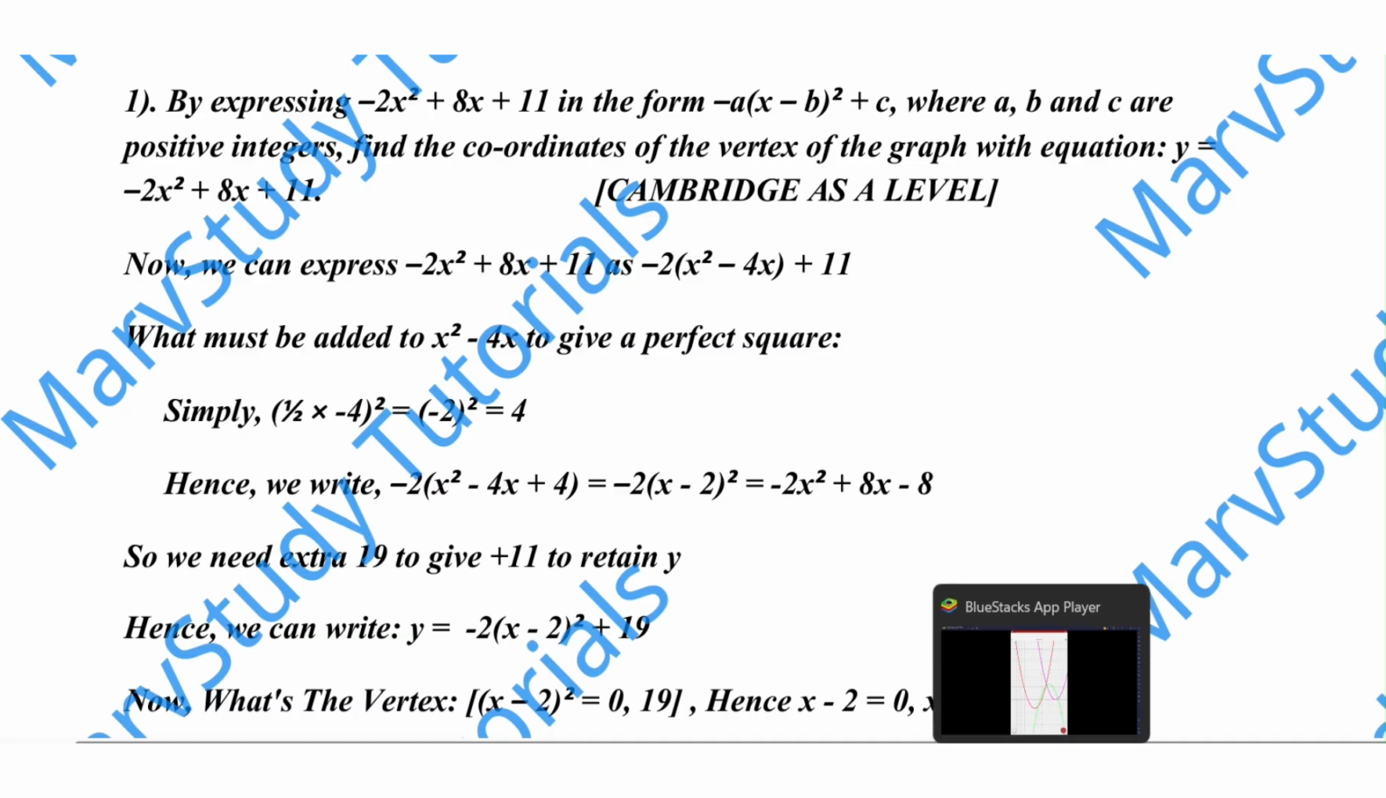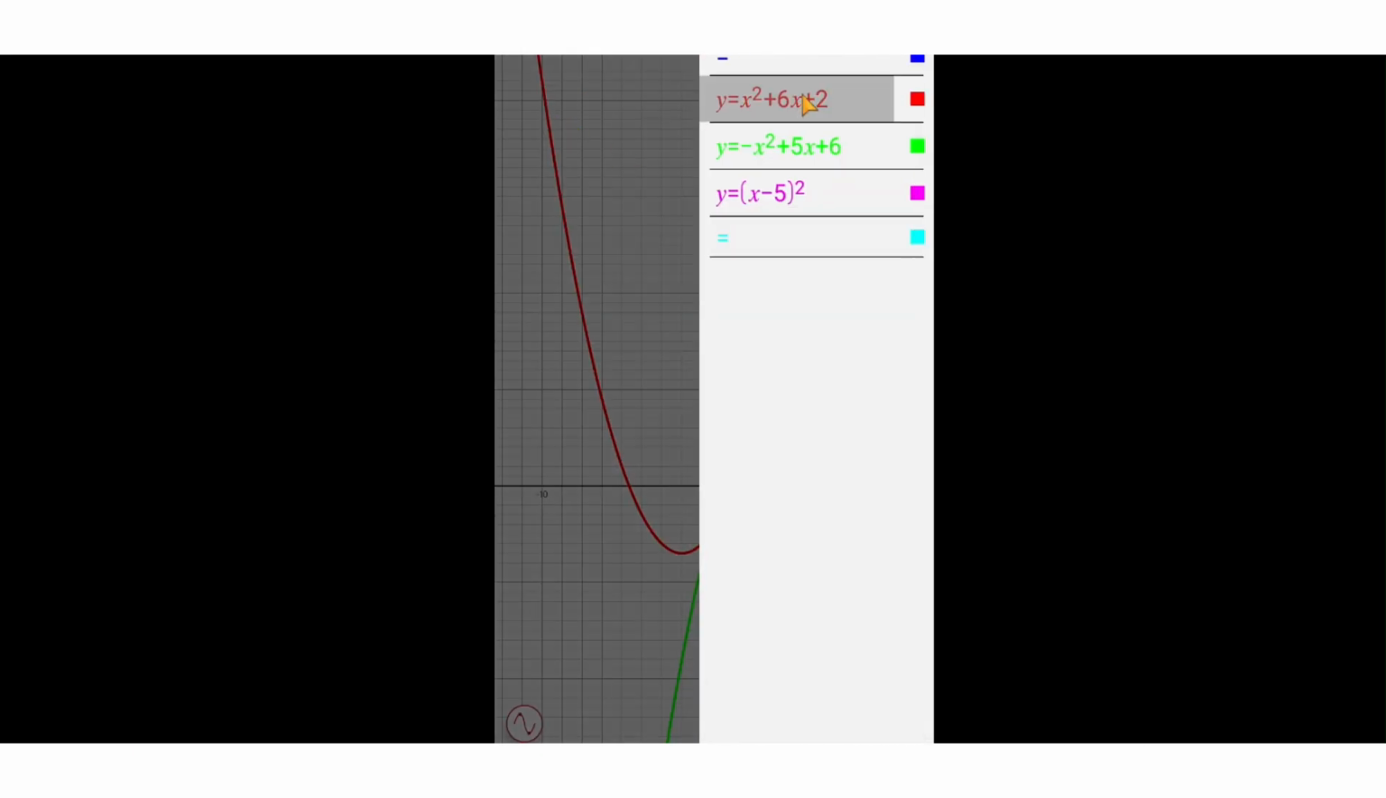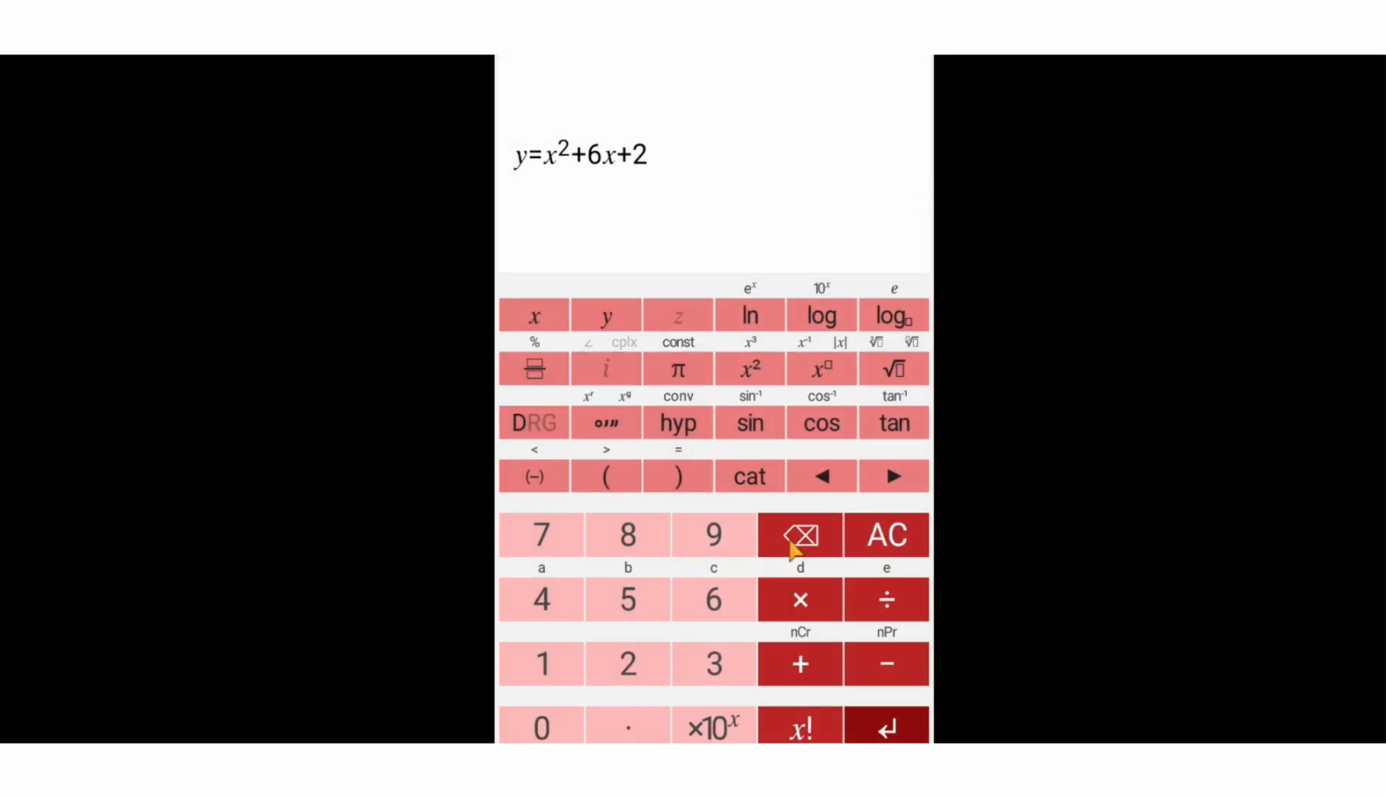Graph of negative 2x squared. I think I need to clear this. Let me clear this. Oh, why did I clear that? So y equal to negative 2x squared.